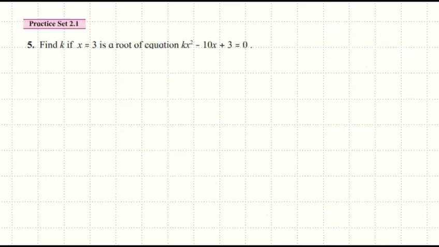Next question from practice set 2.1. Question number 5. We have to find k if x is equal to 3 is a root of equation kx square minus 10x plus 3 is equal to 0. So here in the question, it is already given that x is equal to 3 is the root of the equation.